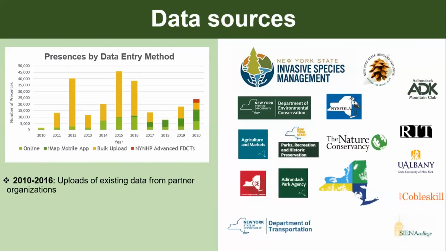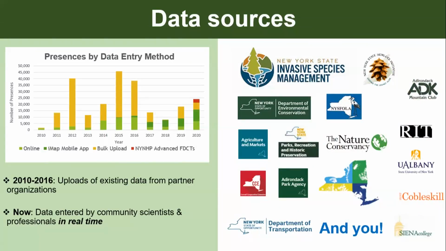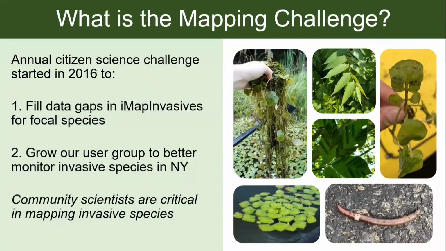So at first, it was really important to gather data sets from partners and get them all in one place. But now we're in this paradigm where the most important data source is data entered by community scientists and professionals into iMapInvasives in real time. So we really thank all of our partners and everyone on this call for helping us keep our database up to date. We really rely on you to help us keep track of how invasive species are shifting, appearing in new places, all that sort of stuff.